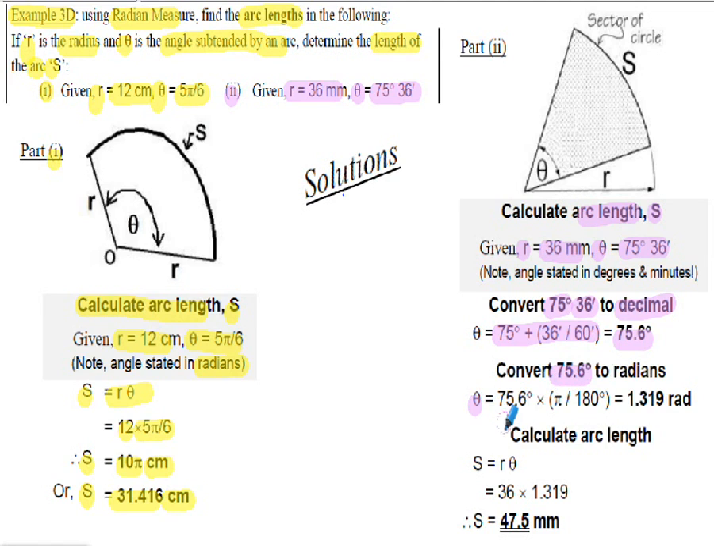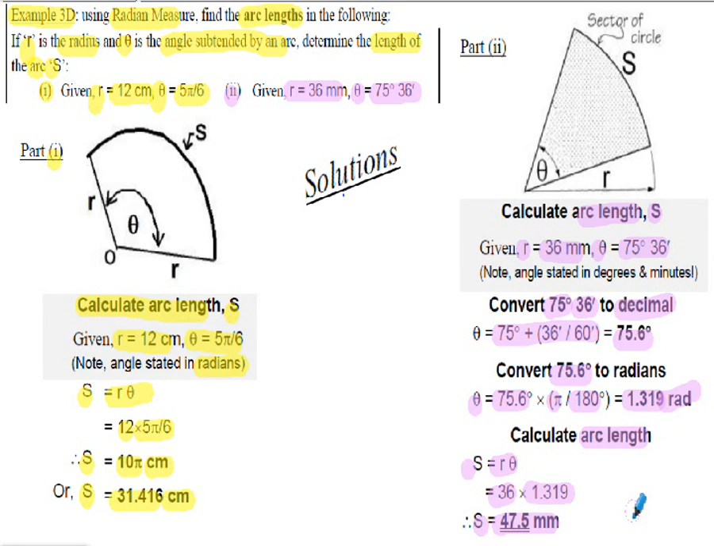So the angle theta is going to be 75.6 degrees multiplied by pi divided by 180. That gives an angle in radians of 1.319 radians. Now we can calculate the arc length using the s equals r theta formula. It will be an r of 36 multiplied by an angle of 1.319 radians. So the arc length s in the above diagram is 47.5 millimeters.